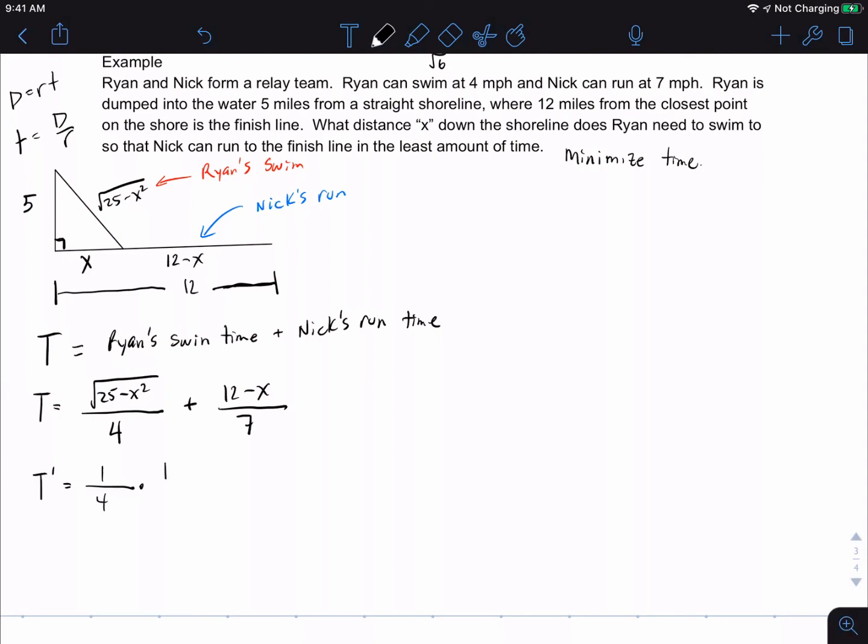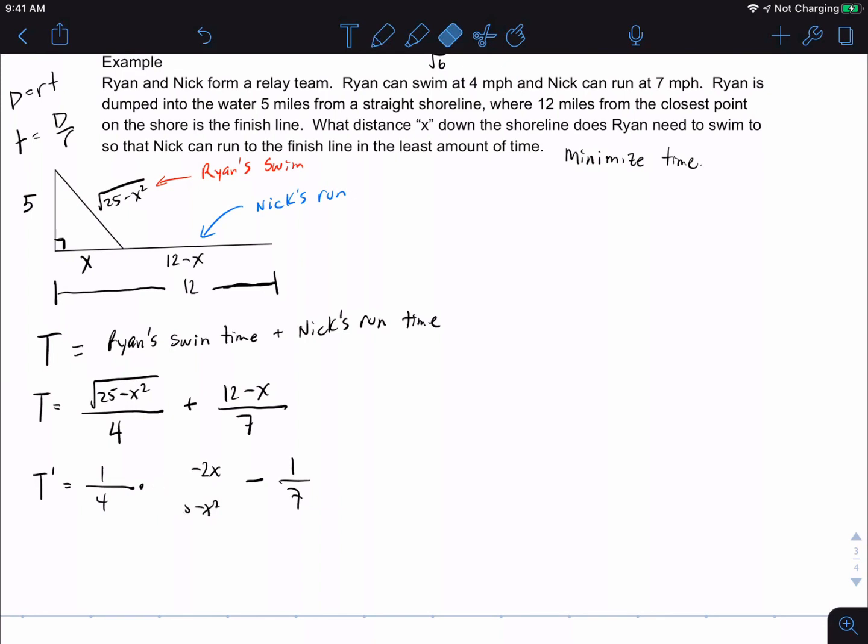1/4, it'll be 1/2 square root of 25 minus x squared times a negative 2x minus 1/7. Are you guys okay with that?